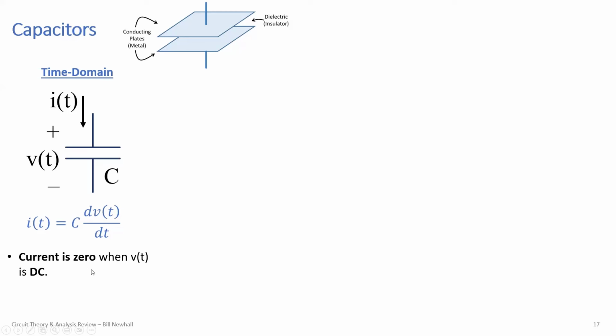Current is 0 when V is DC. You take the derivative of a constant, a DC value, and you get 0 current. Current only flows when V of t is time varying. So current doesn't actually flow through the capacitor, but from the outside world, it looks like current's going back and forth through the capacitor.